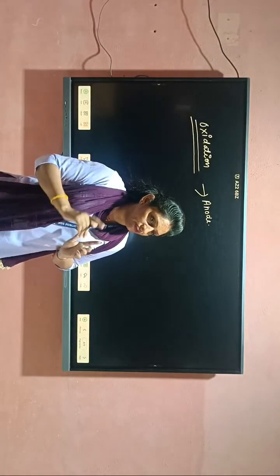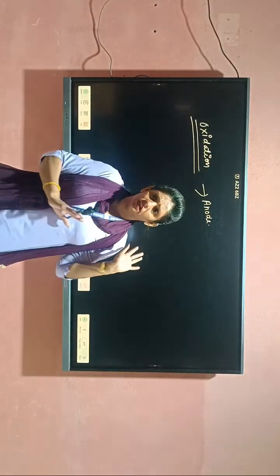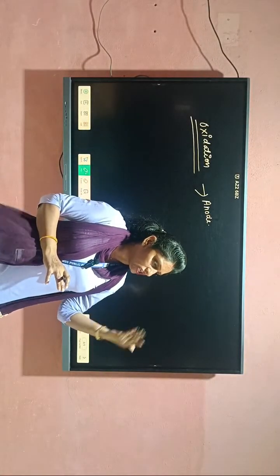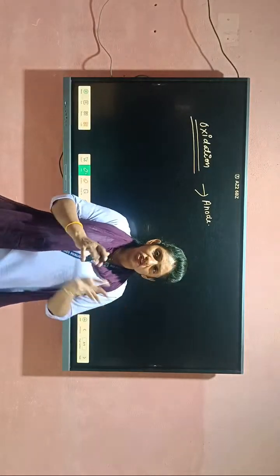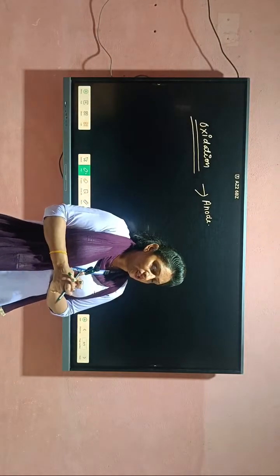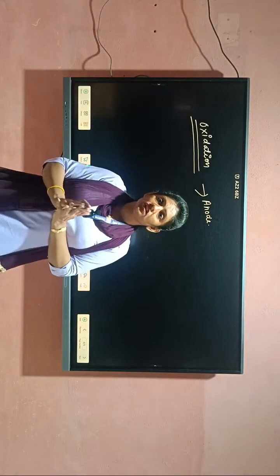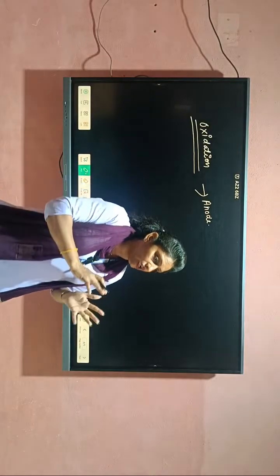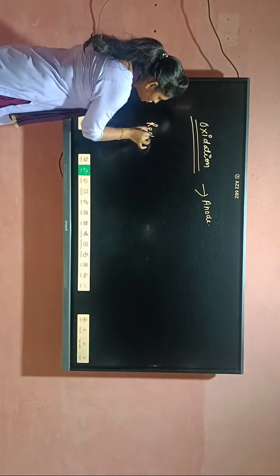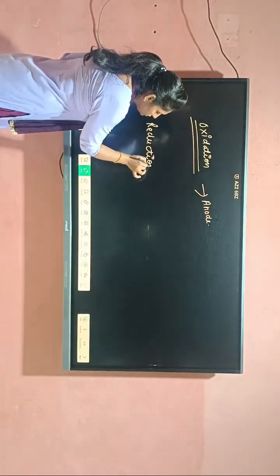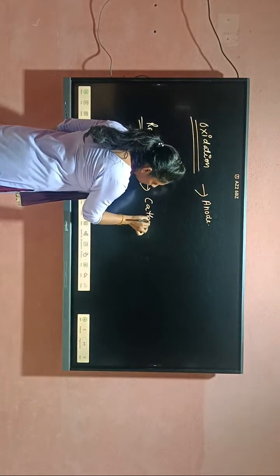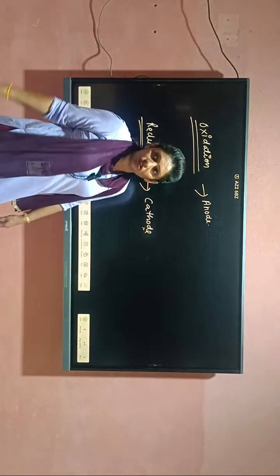Now you will change your definition. Up to 10th level you were studying that the negatively charged rod is the cathode and the positively charged rod is the anode. But now change this one, students. The metal rod at which oxidation takes place is known as the anode. And the metal rod at which reduction takes place is known as the cathode. It is clear or not?